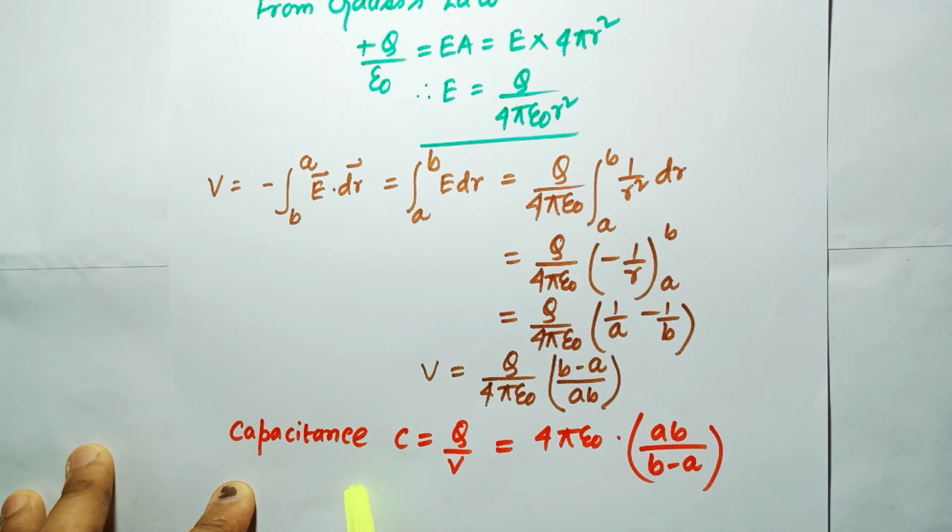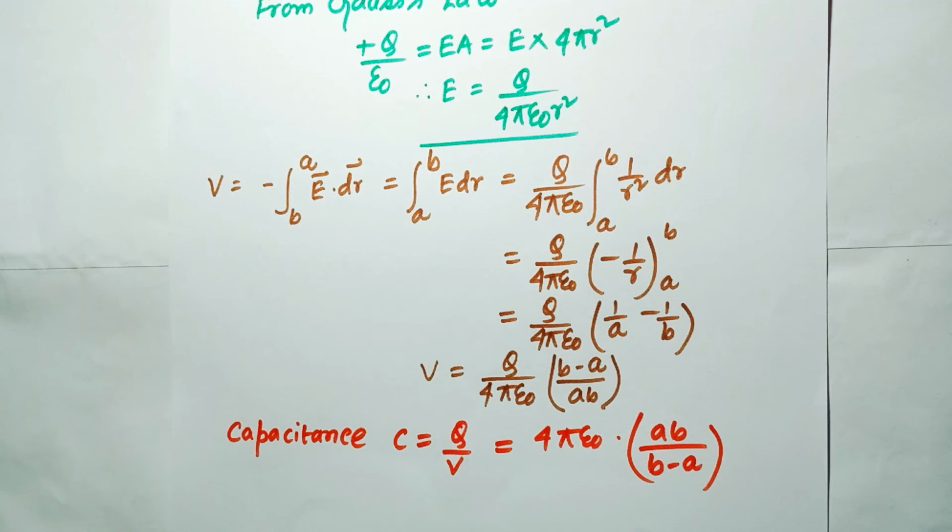So capacitance is defined as C equal to Q by V. It comes out to be 4 pi epsilon naught ab divided by b minus a. You can also see that in this spherical capacitor also, the capacitance depends on the geometrical configuration of the spherical shells, because the inner and the outer radius are there. So my friends, I am concluding my discussion here.